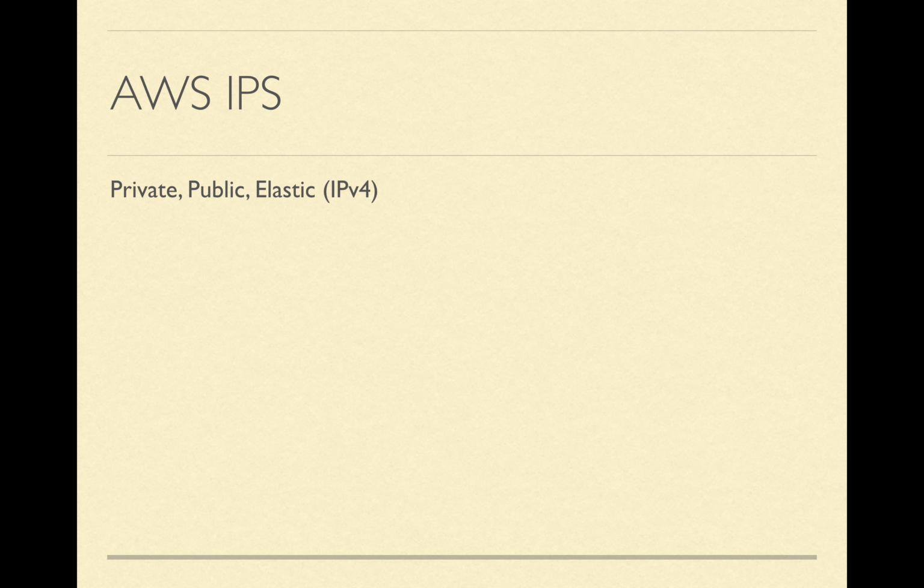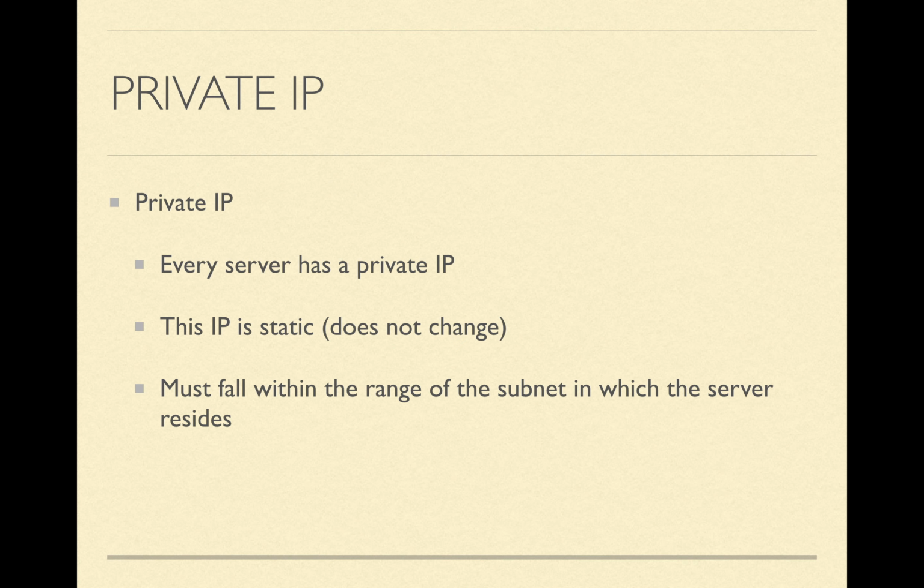This video will talk about IPs, in particular private, public, and elastic IPs with AWS. Now, I like to think that there are three types of IPs with respect to AWS: private, public, and elastic. I think some people might think that there are two types of IPs, but in my head, it helps me understand the IPs if I think of them as three types. So let's get into each type.